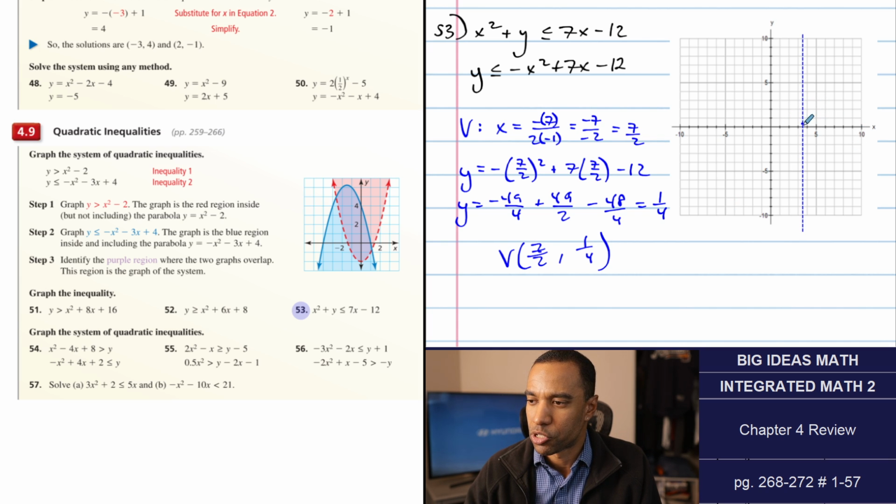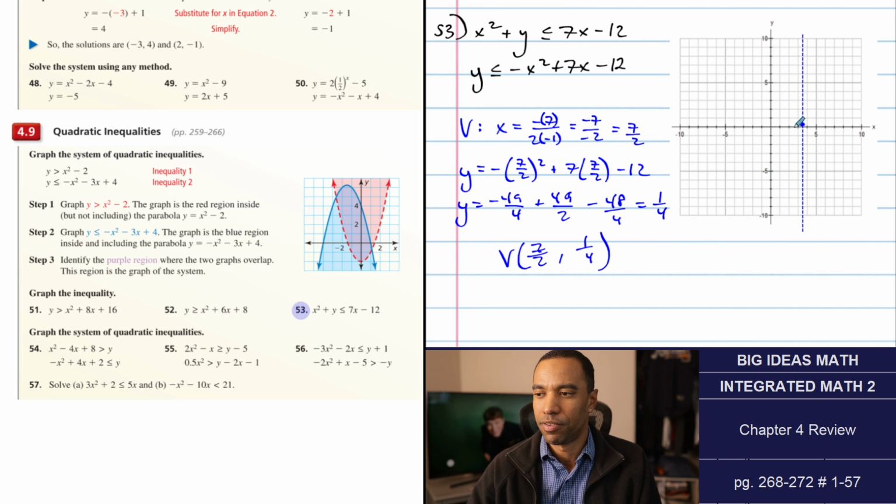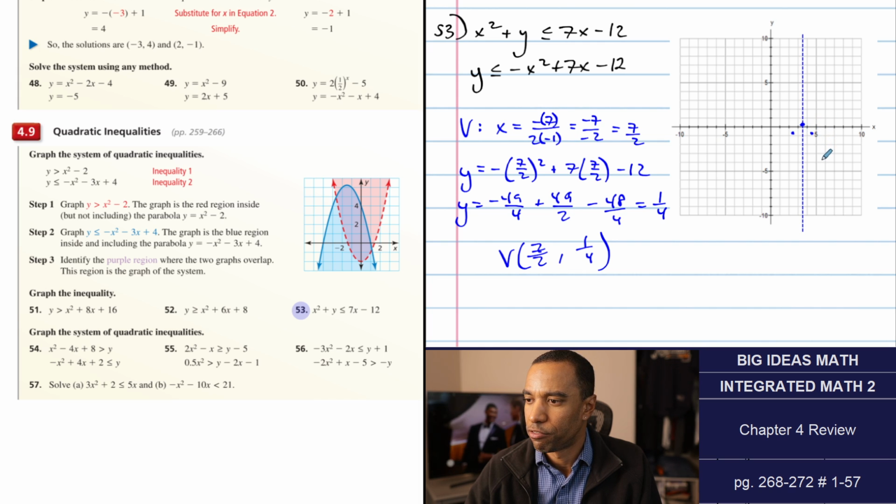So 3.5 over, just a quarter up like that. However, this graph has a -1 stretch factor. So over 1 down 1, like so. Over 2 down 4.